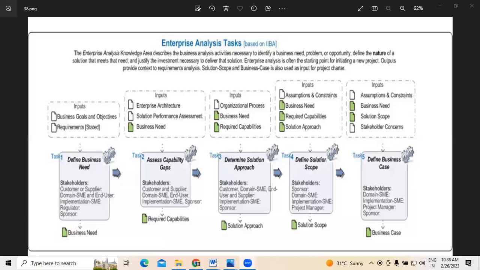Next, sixth, alternatives to address the problem. Are there any alternatives you have identified to address the problem or not? If yes, what are those alternatives and how are you going to address this point? This is where alternatives to address the problem generally come into the picture.